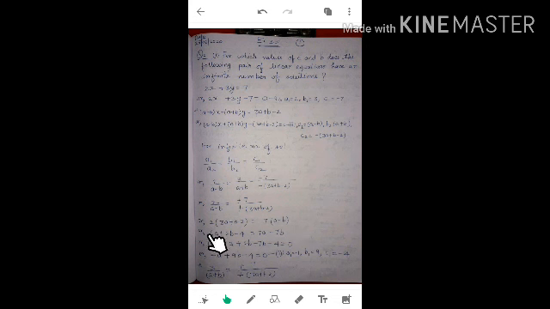We'll open the bracket. 2 multiplied by 3 is 6a. Then 2 multiplied by b is 2b.